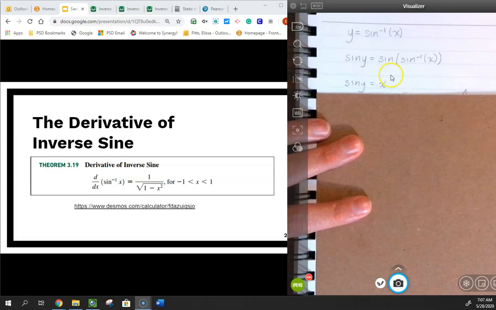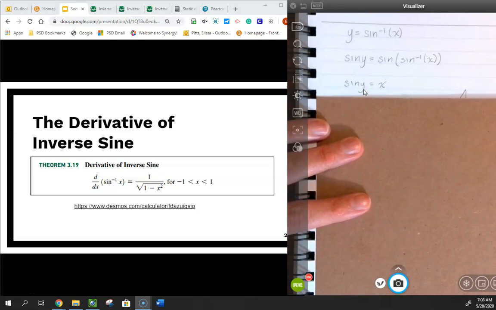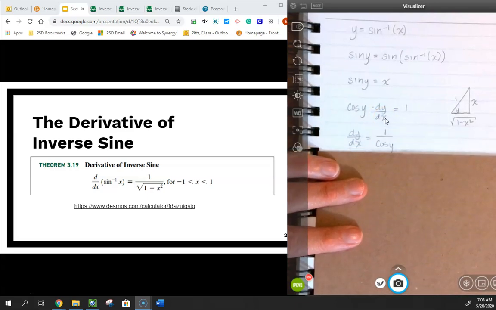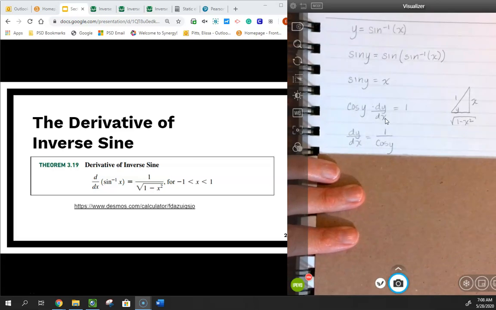And this preserves the same relationship between x and y, it's just written differently notationally. And now we can take the derivative of this, because we do know what the derivative of sine of y is, when we don't know the derivative of the inverse sine. The derivative of sine of y is cosine of y, but we have to use implicit differentiation, so it becomes cosine of y dy dx. Ignore this triangle over here for a second. And then the derivative of x is just 1. And if I want to solve for dy dx, I get 1 over cosine of y.